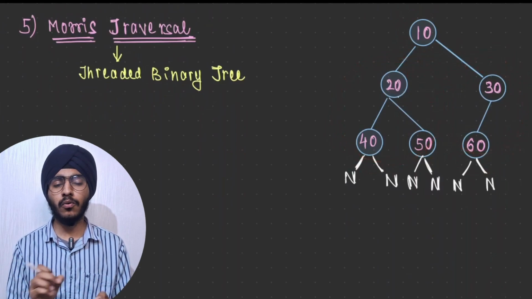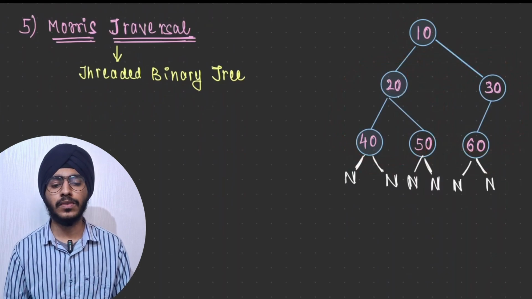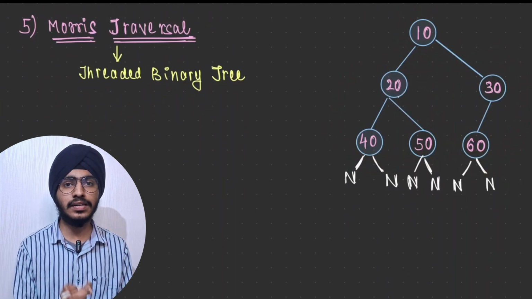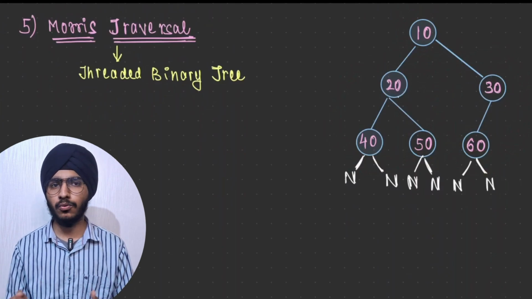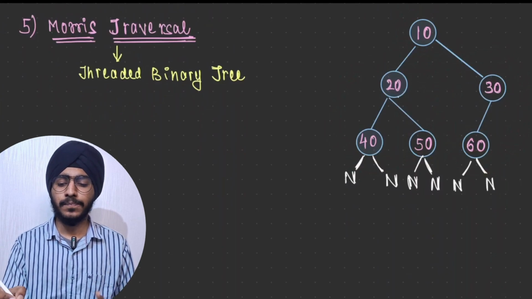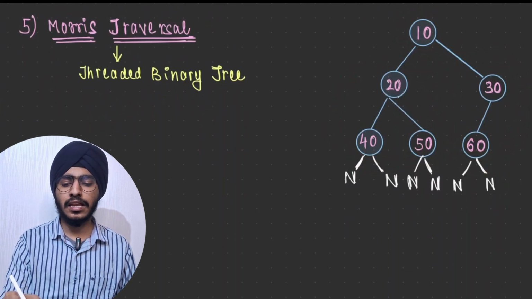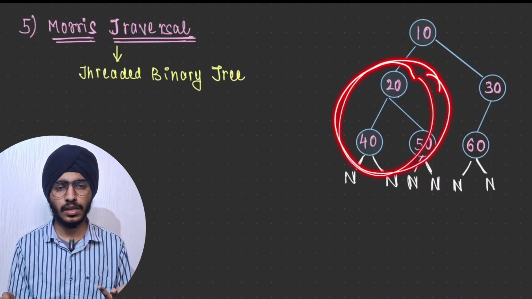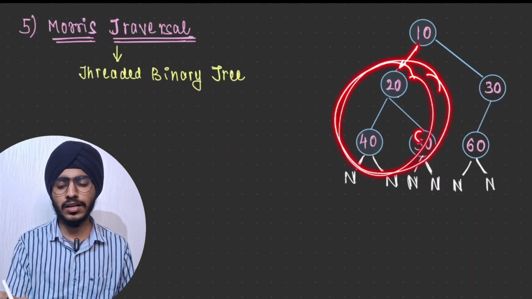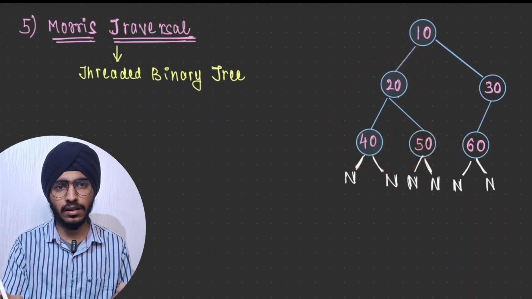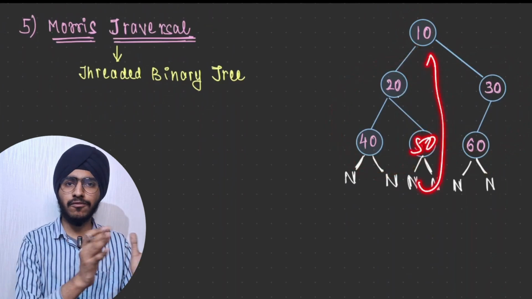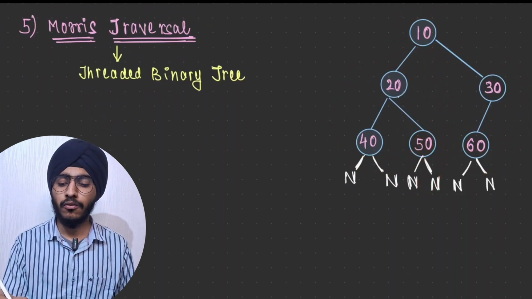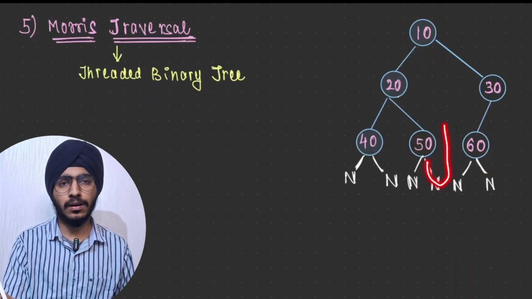Now, how can we do it in big O of one then? We can use threads. Morris Traversal uses the concept of a threaded binary tree. How does it do that? Whatever is the last element in 10's left, that is 50, because we want that after completing 50, we can jump back to 10, so that 10 will say my left is completed, now time to go to the right. So we will say 50's right will be pointed to 10.